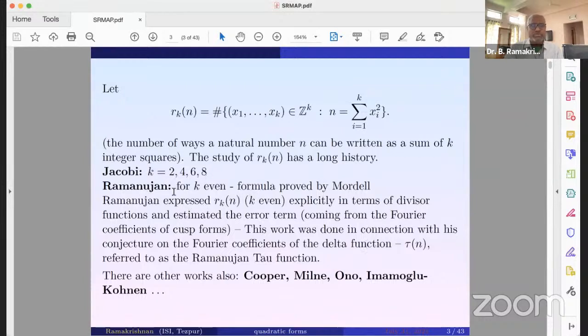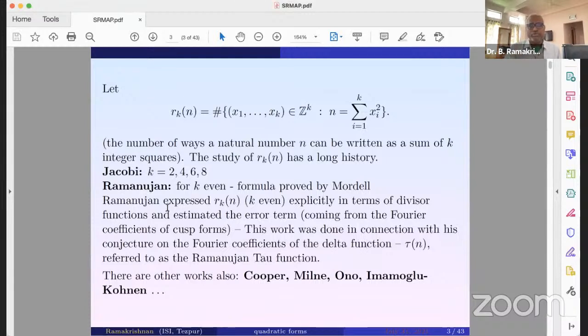What Ramanujan did in his famous 1916 paper was to express this r_k(n), when k is even, explicitly in terms of the divisor functions coming from the Eisenstein series part, and he also estimated the error term coming from the Fourier coefficients of cusp forms. Therefore, when you write this r_k(n) in the generating function, I'll mention what the generating function is.